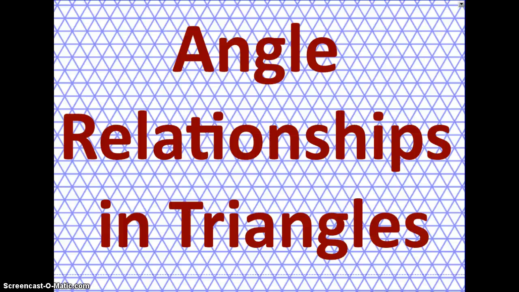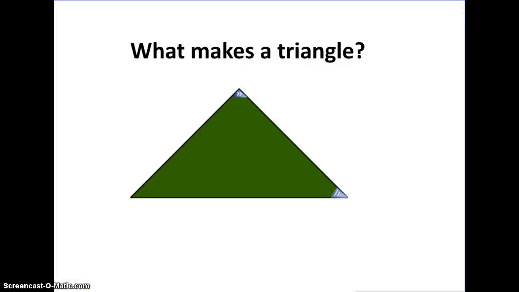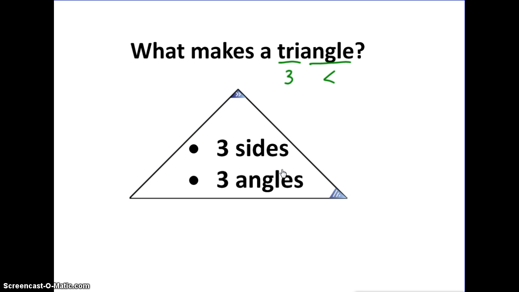Hello everybody, and today we're talking about angle relationships and triangles. Before we get too far, let's talk about what makes up a triangle. Think of the base word there, tri, meaning 3, and angles, well, we know what that means. So, a triangle is made of 3 angles, but it's also made up of 3 sides.